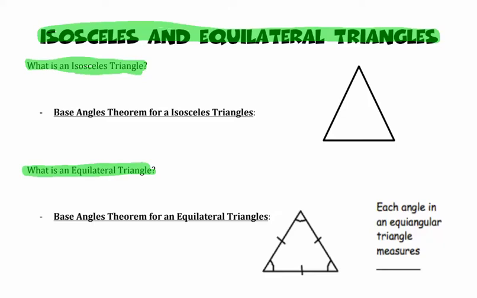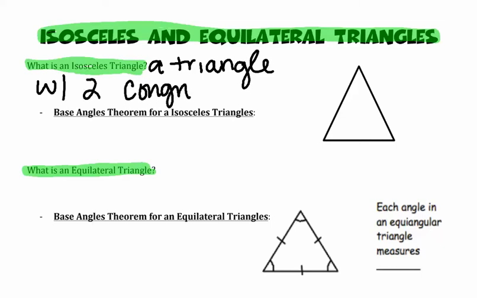So an isosceles triangle, hopefully you all know what an isosceles triangle is, but if you don't, an isosceles triangle is a triangle with two congruent sides. In order for a triangle to be isosceles, any two of its sides have to be congruent, and congruent means they are the same length.